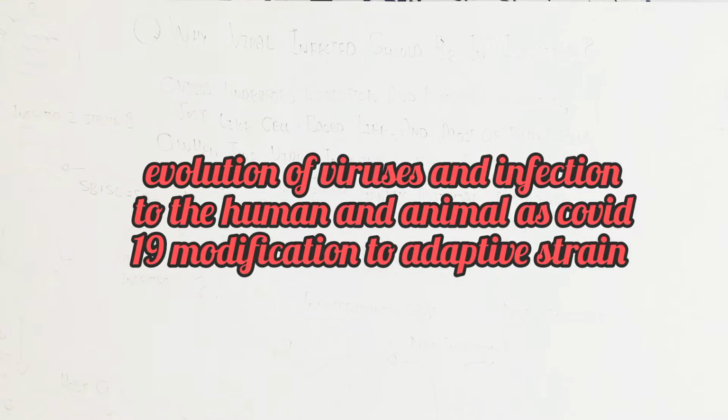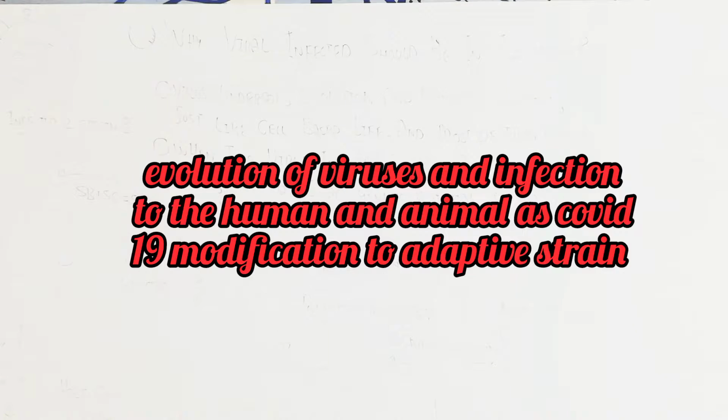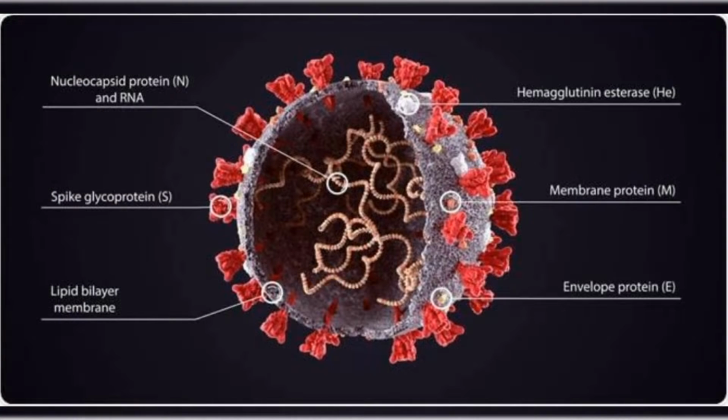Hello, in this video we will understand why virus-infected people should be in isolation, and we will learn about the evolution of viruses and infection in humans and animals, as in COVID-19's modification into an adaptive strain.